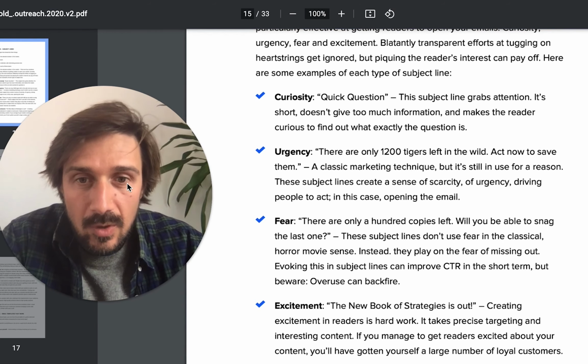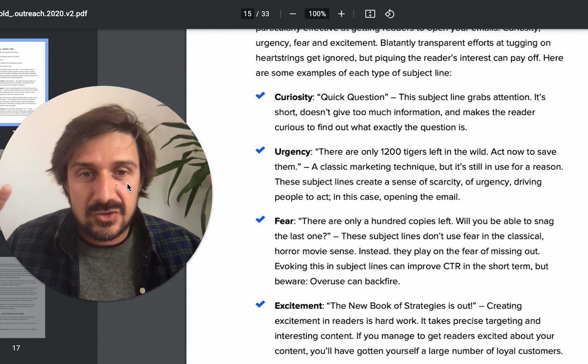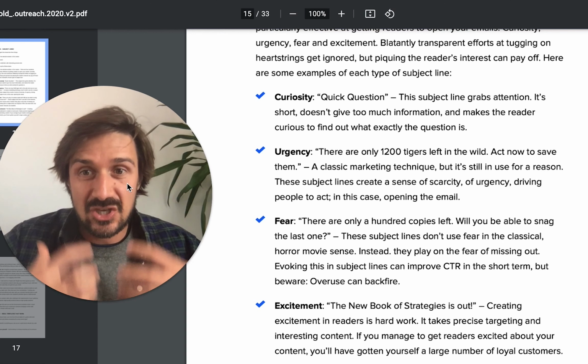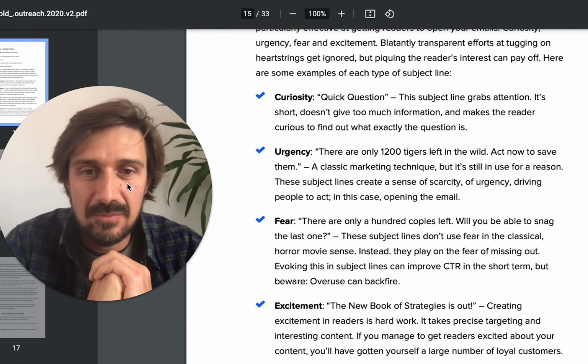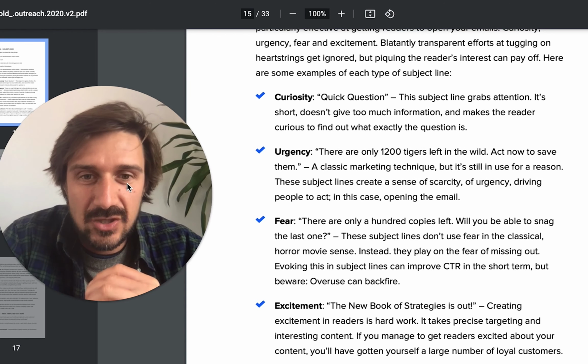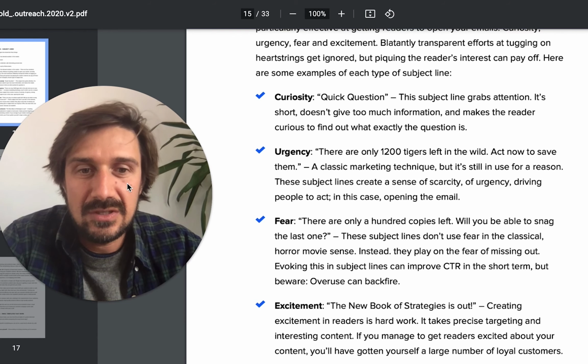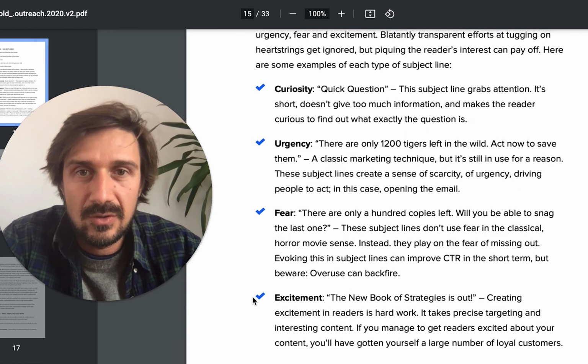And the final one Replyio gives is excitement. "The new book of strategies is out now." So they're trying to create excitement for something that's happening. Creating excitement in readers is hard work. It takes precise targeting and interesting content. If you manage to get readers excited about your content, you have gotten yourself a large number of loyal customers.